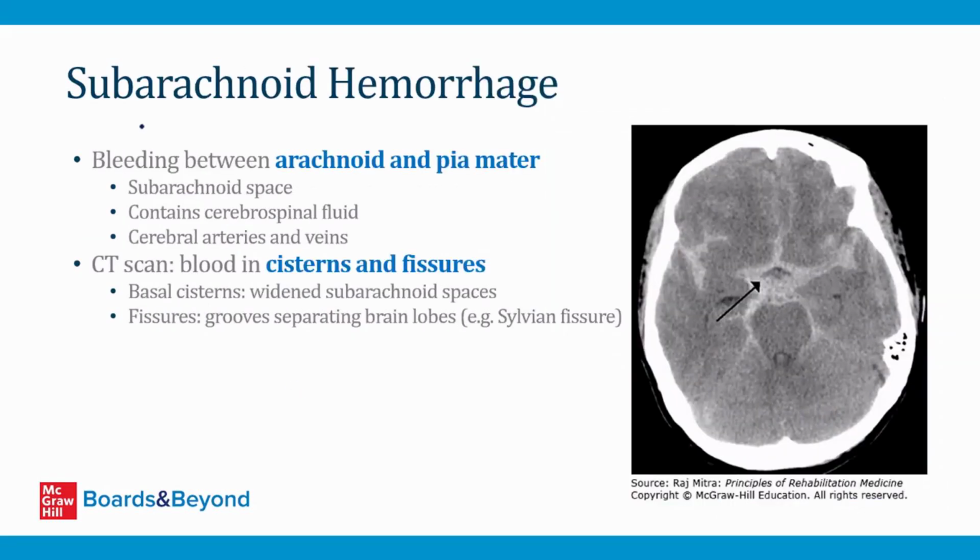Okay, now let's talk about our next type of intracranial bleeding, and that is subarachnoid hemorrhage. This refers to bleeding between the arachnoid and the pia mater layers of the meninges. So basically what we're doing in this video is going downward through the meninges.